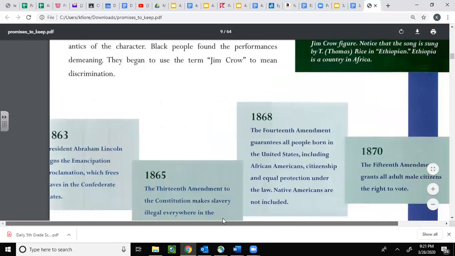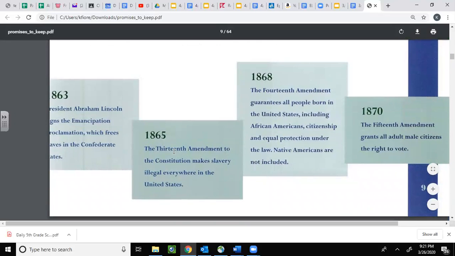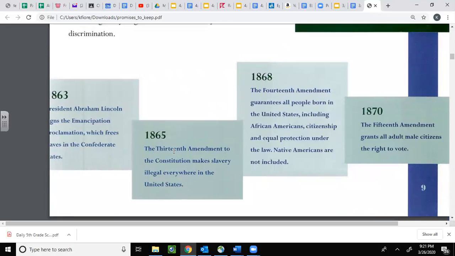Okay, then continuing the timeline. 1863, President Abraham Lincoln signs the Emancipation Proclamation, which frees slaves in the Confederate States. Then by 1865, the 13th Amendment to the Constitution makes slavery illegal everywhere in the United States. 1868, the 14th Amendment guarantees all people born in the United States, including African Americans, citizenship and equal protection under the law. Native Americans are not included. And then 1870, the 15th Amendment grants all adult male citizens the right to vote.